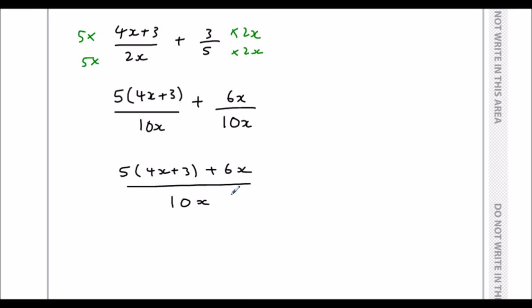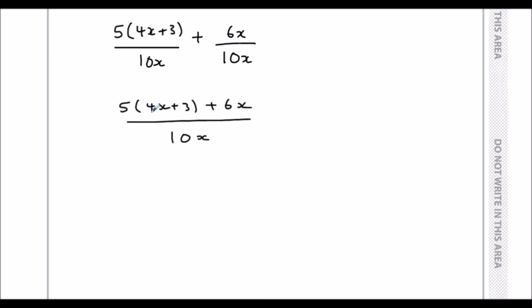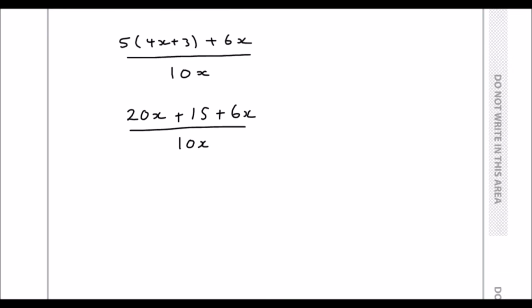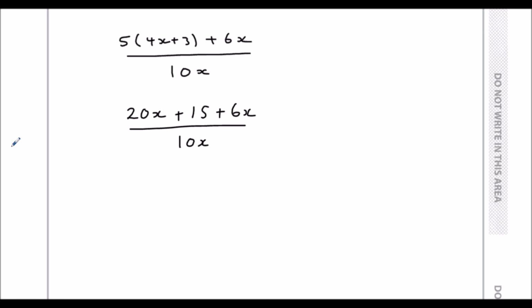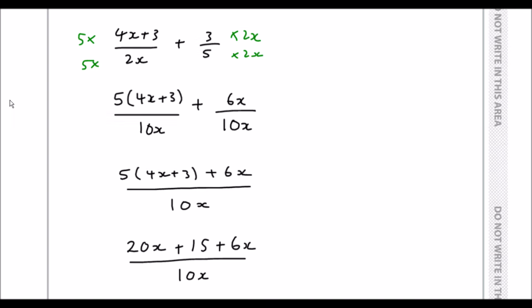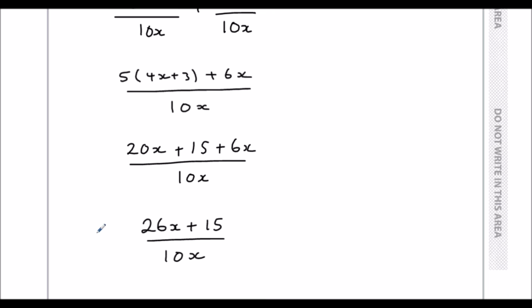So all we need to do is expand and simplify the top line. So 5 times 4x is 20x. 5 3's are 15. And then we've got plus 6x over 10x. And to finish, we just need to add 20x and 6x. So 26x plus 15 over 10x. And that is in the form we wanted it.